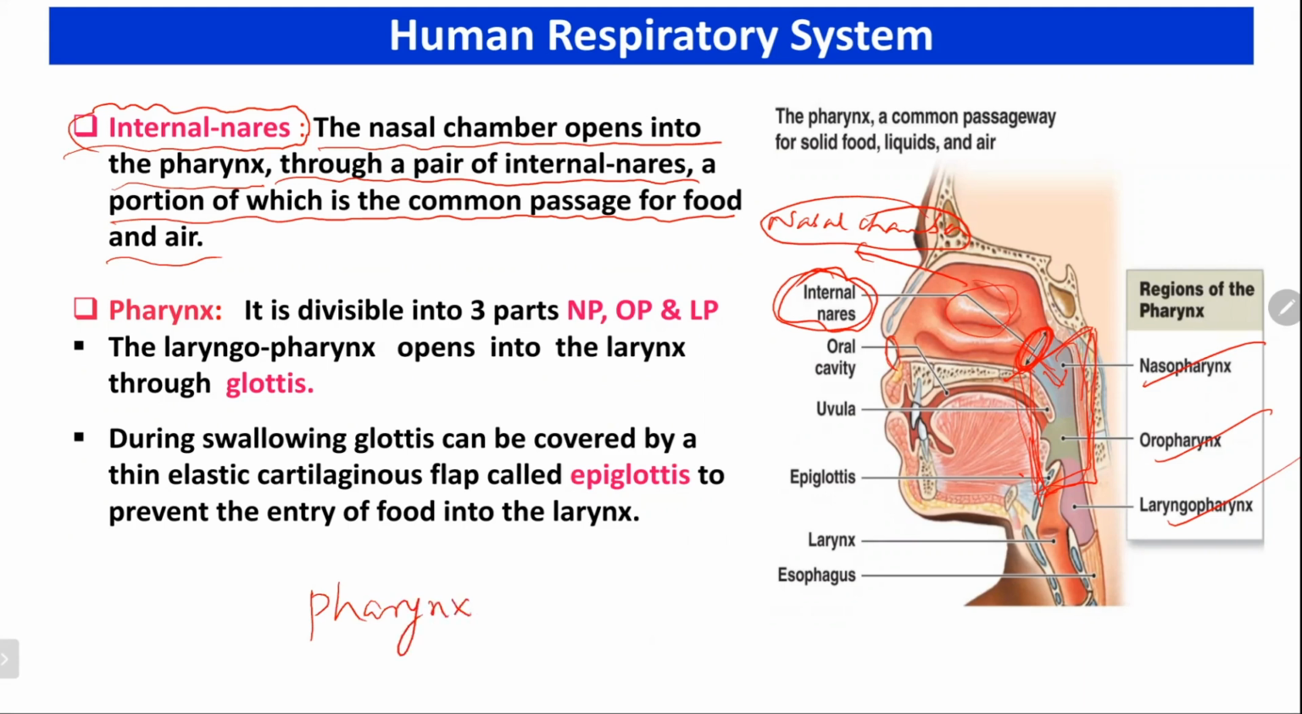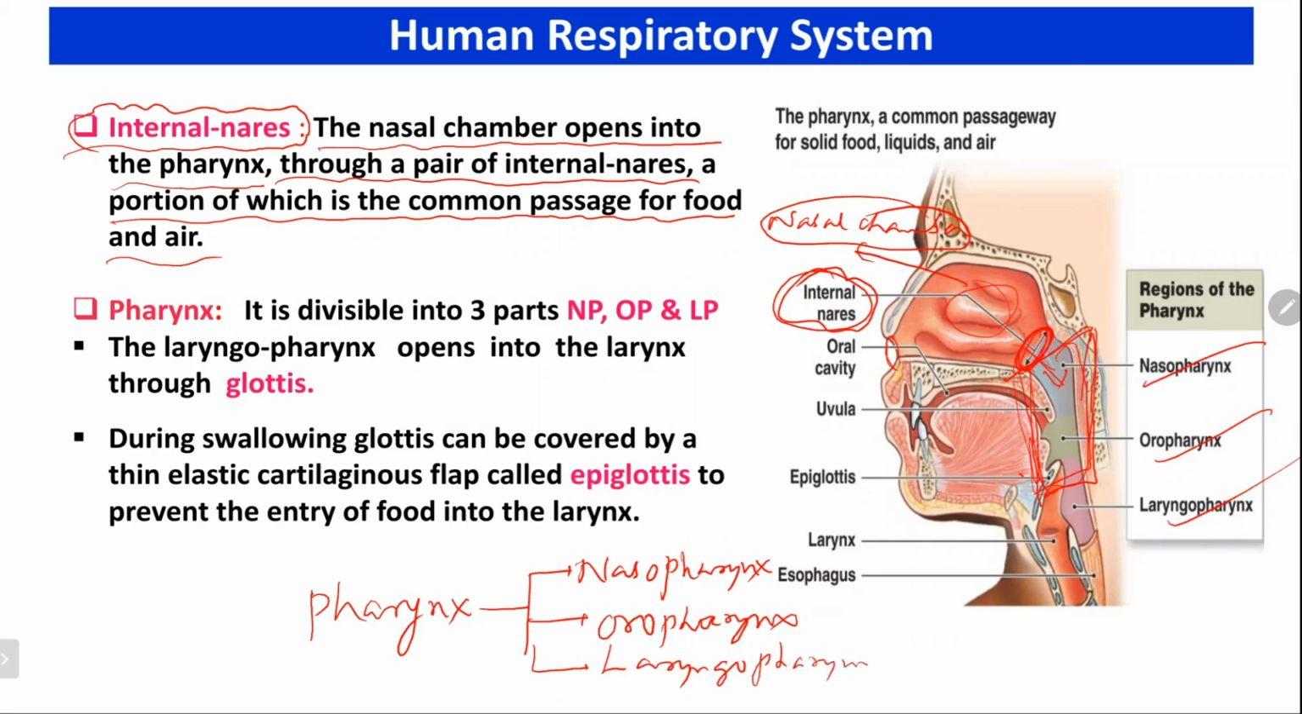As I told you, the pharynx in human beings is divided into three parts. One is the nasopharynx. You can see here the nasopharynx. The second one is the oropharynx. And the third one is the laryngopharynx. So what is the speciality of this nasopharynx?